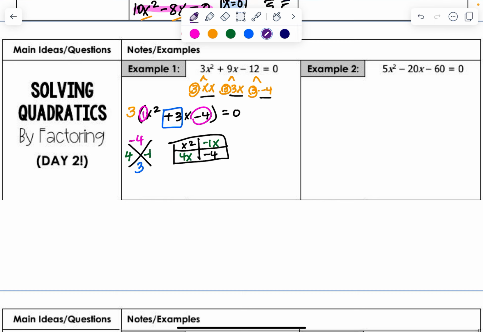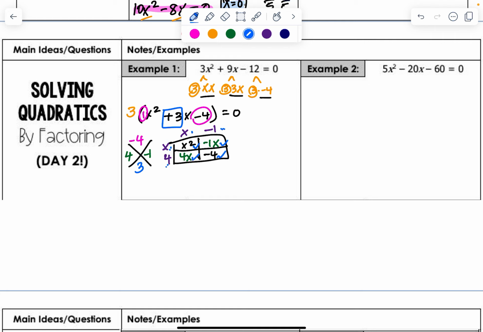And we're ready to factor out the greatest common factors. X squared and 4x share an x. Negative 1x and negative 4 share a minus 1. X squared and minus 1x share an x. 4x and negative 4 share a 4. Double check your work. X times x is x squared. X times negative 1 is negative 1x. 4 times x is 4x. 4 times negative 1 is negative 4.